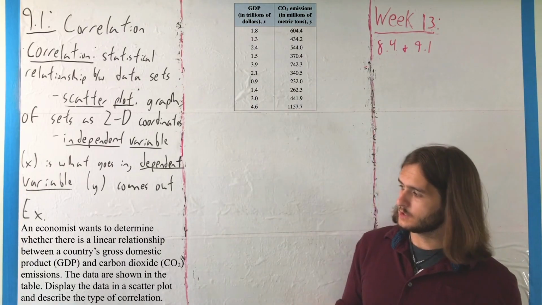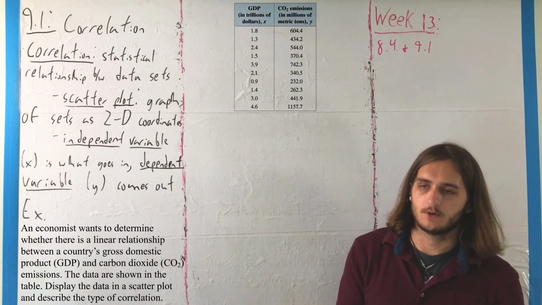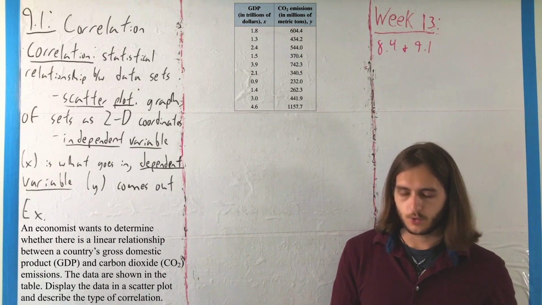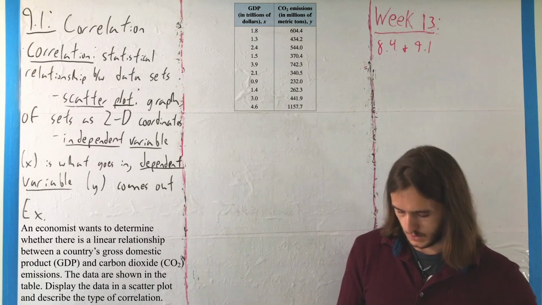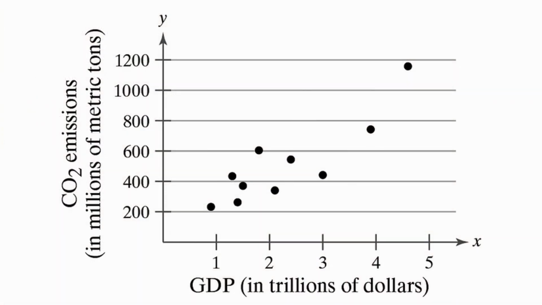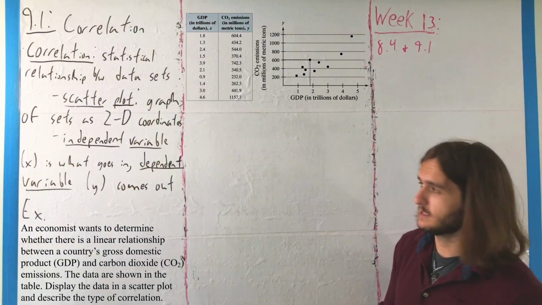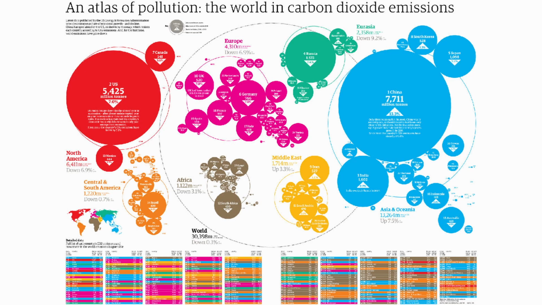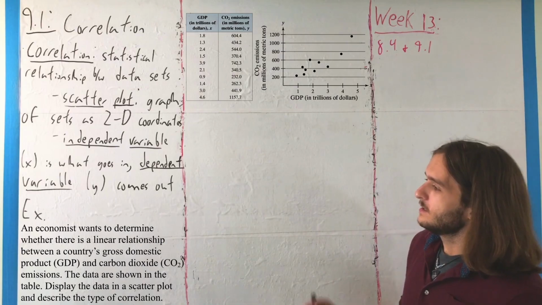So, what we can do with a data set like this in order to make a scatter plot is go through point by point. For example, in that first one, the X value, $1.8 trillion, can correspond to an ordered pair 1.8, comma, 604.4 for the 604.4 million metric tons of CO2 emissions, which seems like a lot to me, but I don't actually know for reference if that is a lot. I'll have to look that up later.